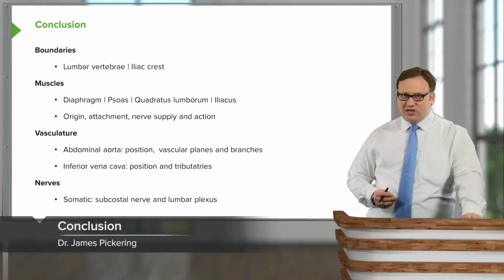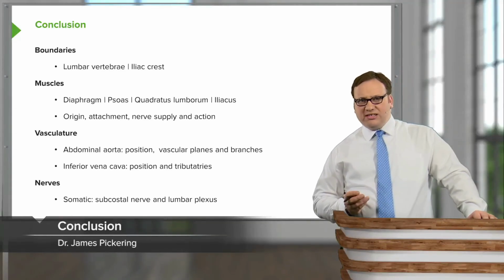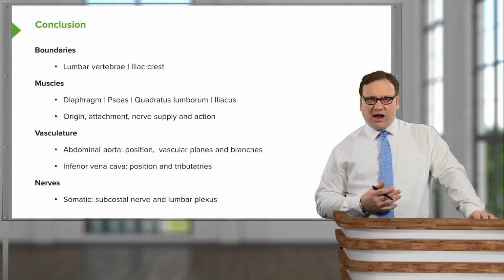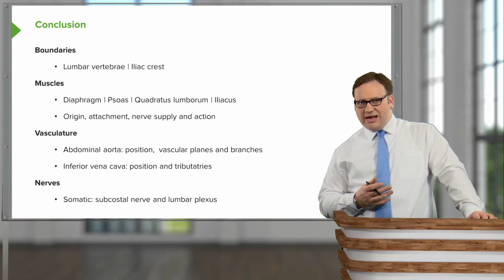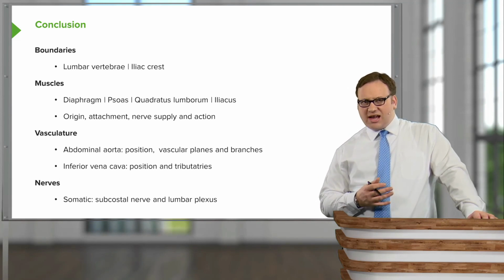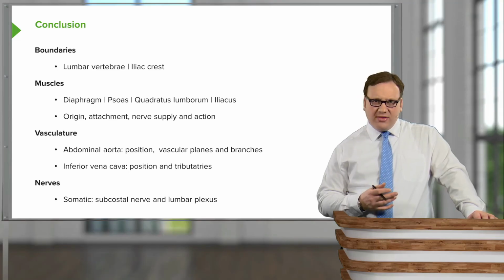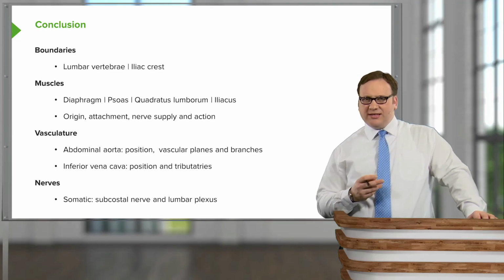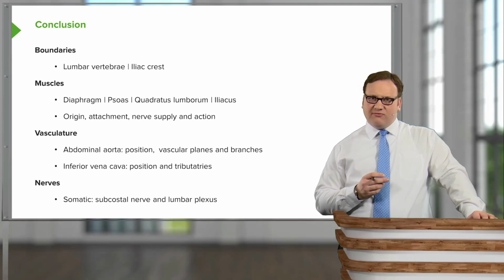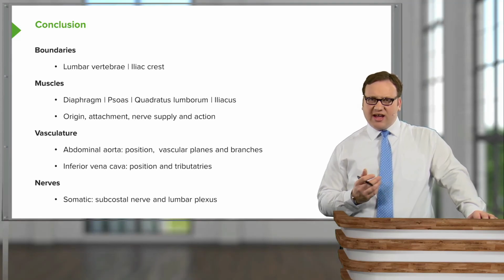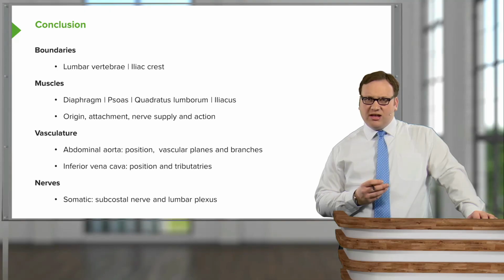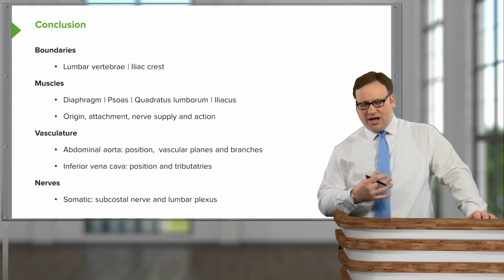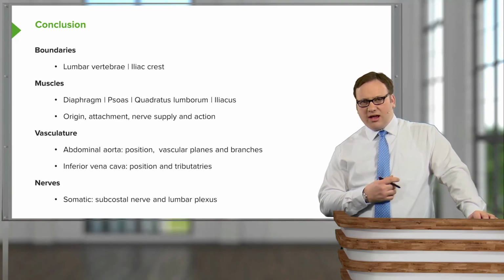So in this lecture, which looked at the posterior abdominal wall, we've looked at the boundaries and the muscles that form the substance of the posterior abdominal wall, like the diaphragm, psoas muscles, quadratus lumborum, and iliacus. We've looked at their origin and attachment, nerve supply. We've then looked in a bit more detail at the abdominal aorta and its position, the vascular planes, and also the inferior vena cava. It's positioned to the right of the aorta and the tributaries that drain into it. And then we've looked at the subcostal nerve and the lumbar plexus, these somatic nerves that form on the posterior abdominal wall.